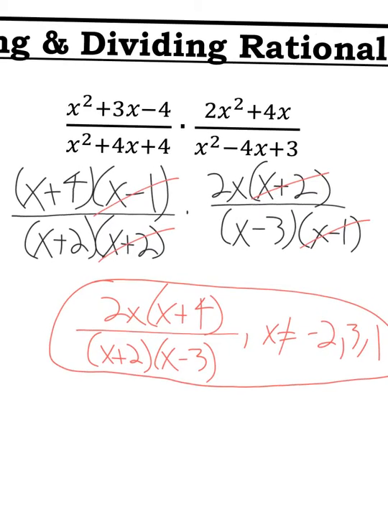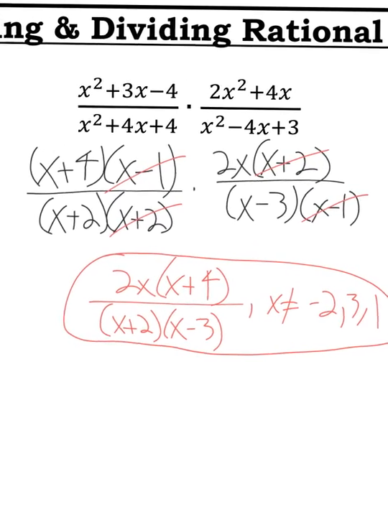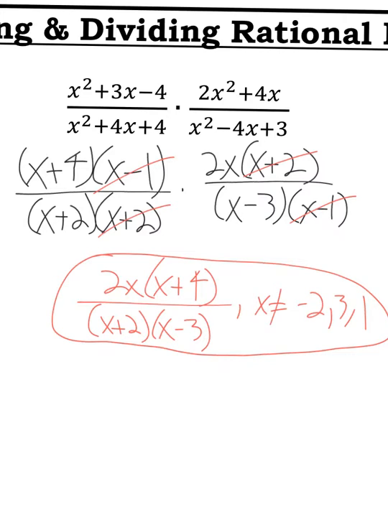This one, you have 4 factorable terms. All right, so x squared plus 3x minus 4, factors of negative 4 that add up to 3 are 4 and negative 1. Factors of 4 that add up to 4 are 2 and 2.